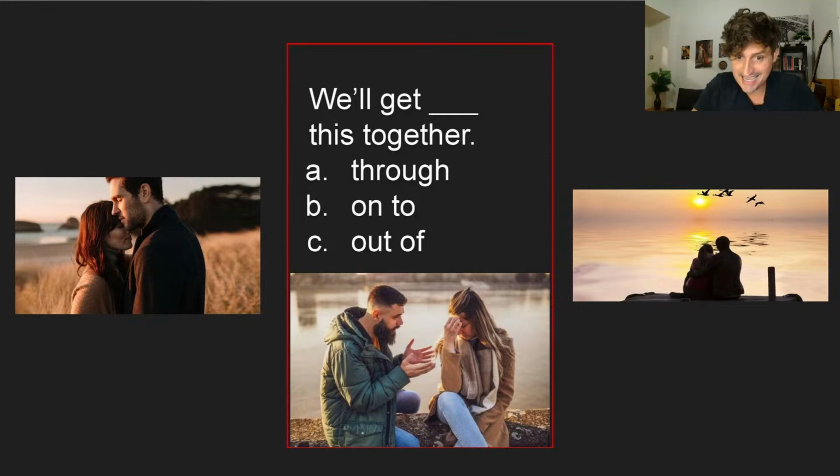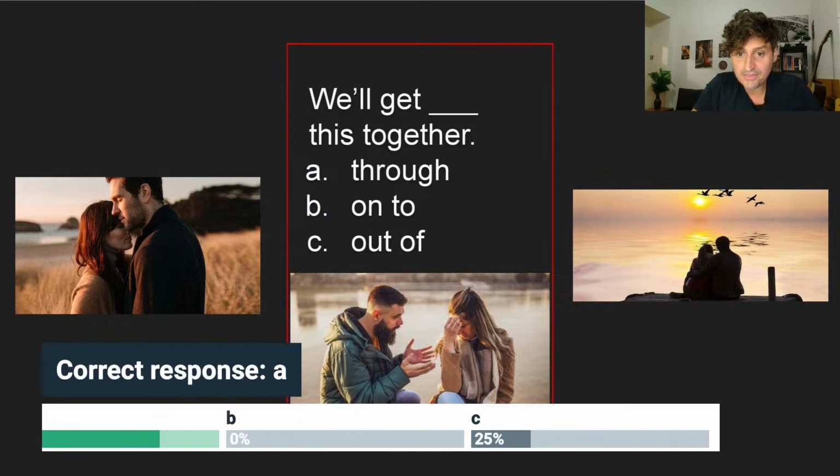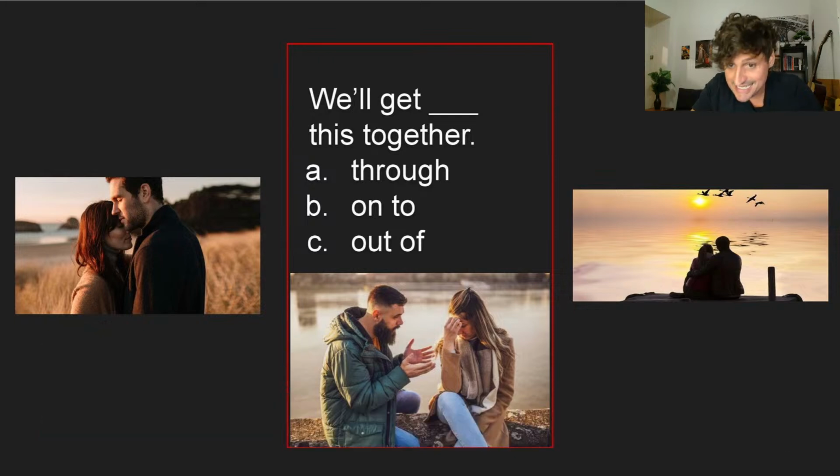The correct answer is A. We'll get through this together. This is what you want to tell your partner. Whenever you have issues, whenever you have problems, it will come. That's the great thing about being in a loving relationship. You'll get through things together. You'll weather the storm together. You'll get through it. Right?